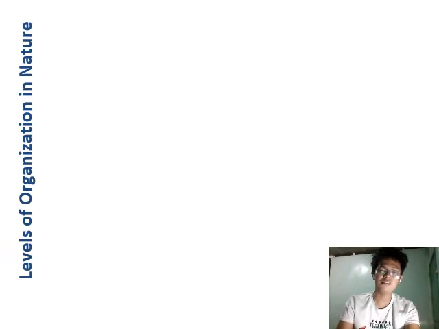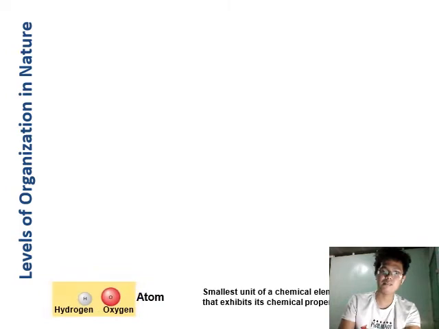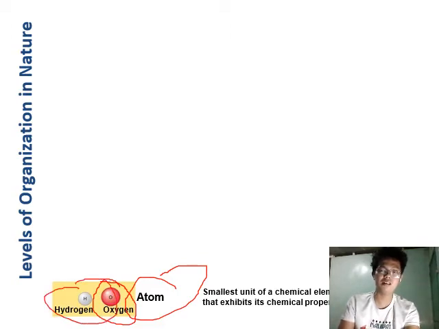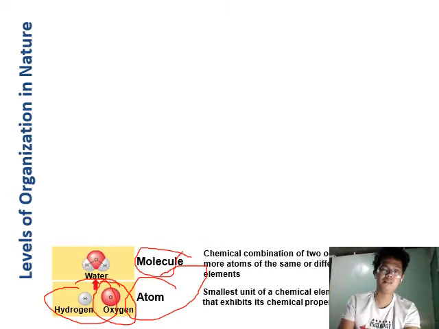Now this is an illustration of the levels of organization in nature. So it starts from the atom. An example for that is the oxygen atom and hydrogen atom. This is the smallest unit of chemical elements that exhibits its own chemical properties. And from the atom, we go up to the molecule. An example of that is H2O or water. So it's a combination of atoms of two different elements. So we have here element 1 hydrogen, element 2 oxygen.